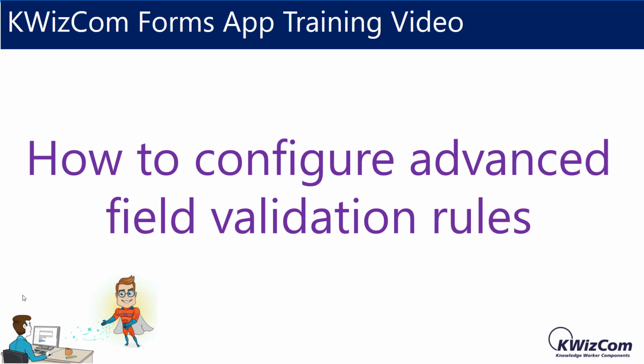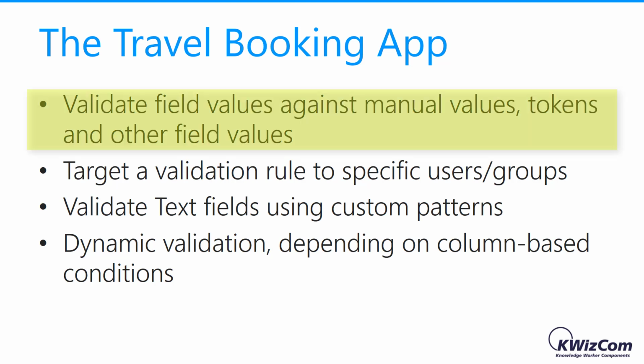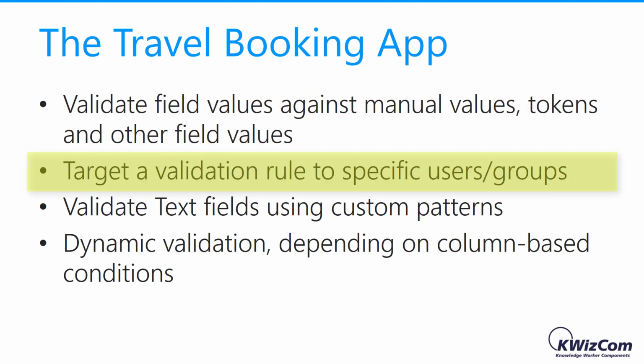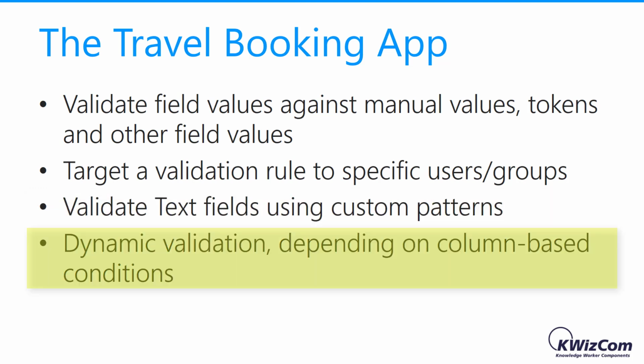This video will demonstrate how to configure advanced field validation rules using the KWIZ Forms app. In our demo today, we will continue developing the travel booking app that we developed in our previous video. We will show how to validate field values against manual values, tokens, and other field values. We will show how to target a validation rule to specific users or groups. We will show how to validate text fields using custom patterns, and finally, we will show how to do dynamic validation depending on column-based conditions.